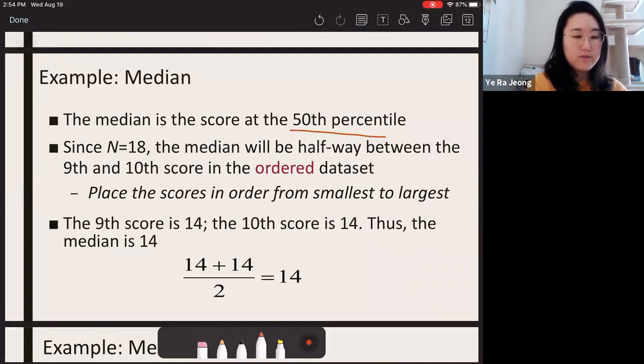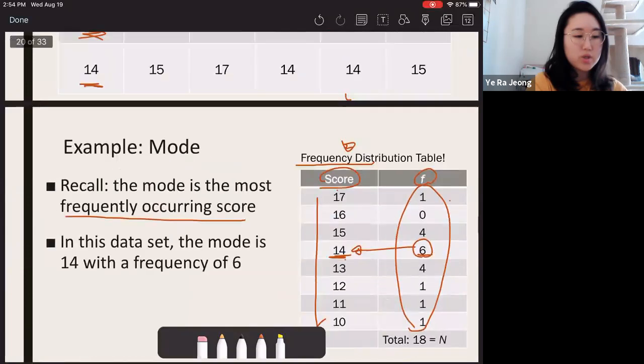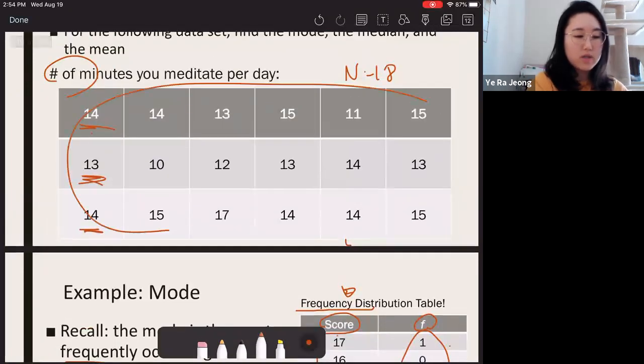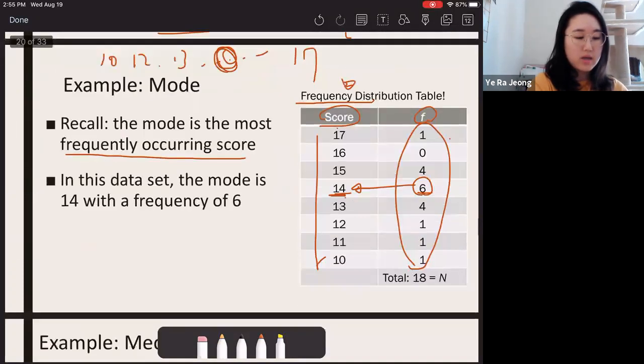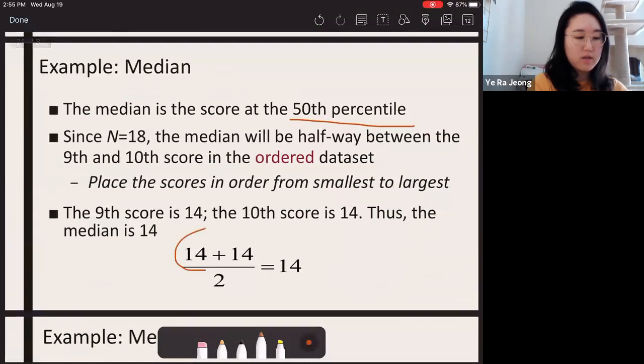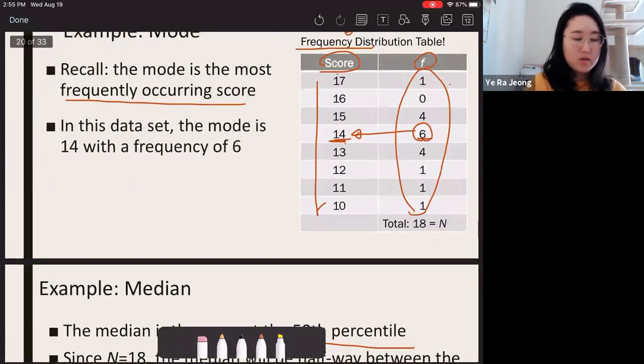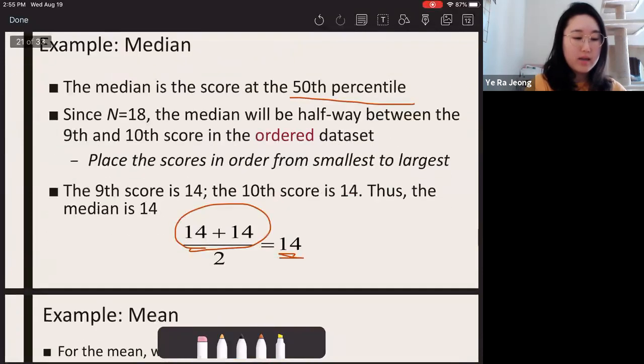Median, again, is at the 50th percentile. So if we were to organize all of the scores, line them up from the smallest, 10, 13, to the highest, we find the middle score in between. And it looks like in this case, 14 and 14 were in the middle. Again, like I said, if there are two scores in the middle, you take the average between the two. And in this case, because they're the same number, the average is again 14. And 14 is the median. So 14 was also mode and median.